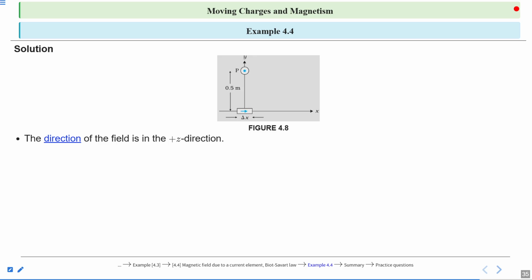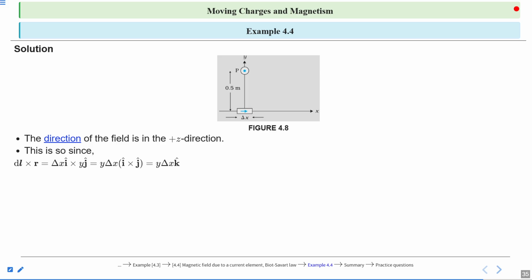Okay, so it is positive Z direction. In the outward direction there is the positive Z axis. In the inward direction there is the negative Z axis. Since you can also find the direction by using the properties of vector products.